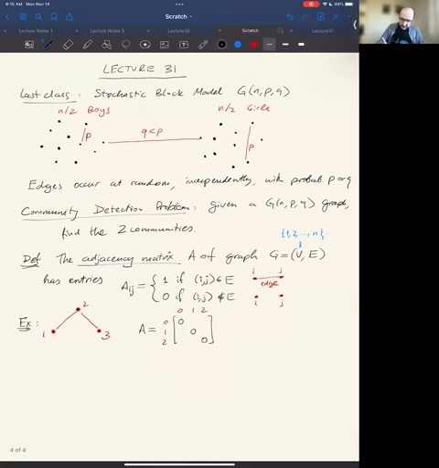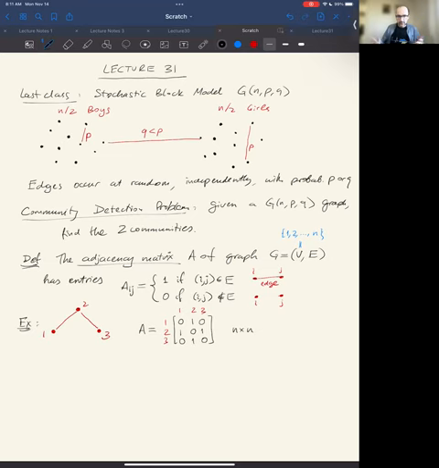Oh, wait, sorry. They're labeled 1, 2, 3, my bad. So 1 is not connected to 1, 2 is not connected to 2. Otherwise, we would have little loops, and we don't want loops. Okay, 1 is connected to 2, 2 is connected to 1, 1 is not connected to 3, 3 is not connected to 1, 2 is connected to 3, 3 is connected to 2. Here we go. Good.